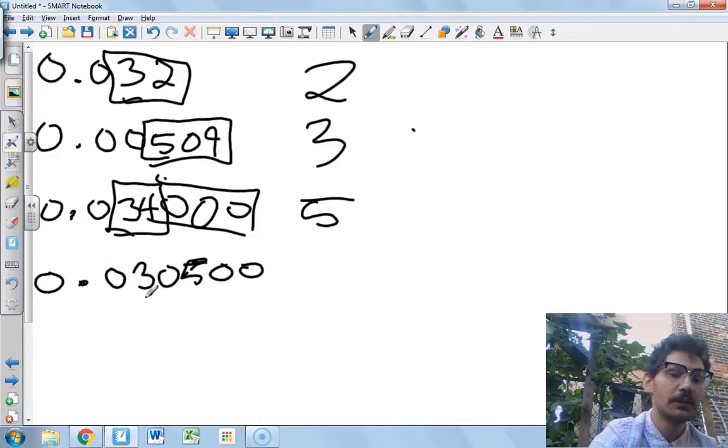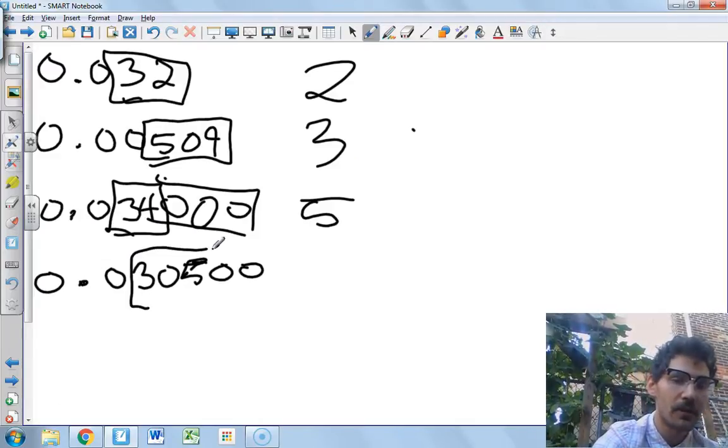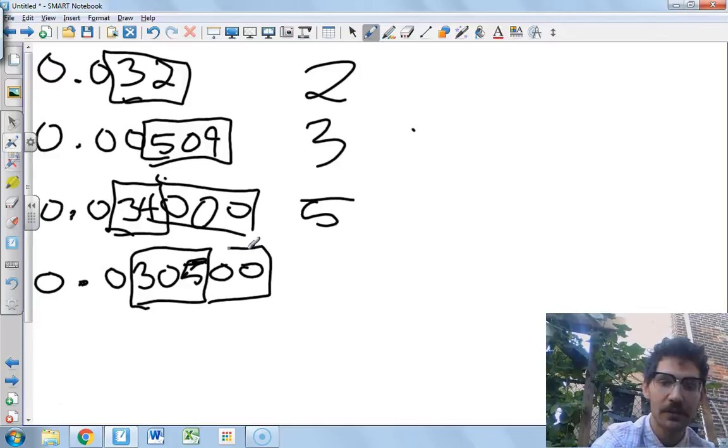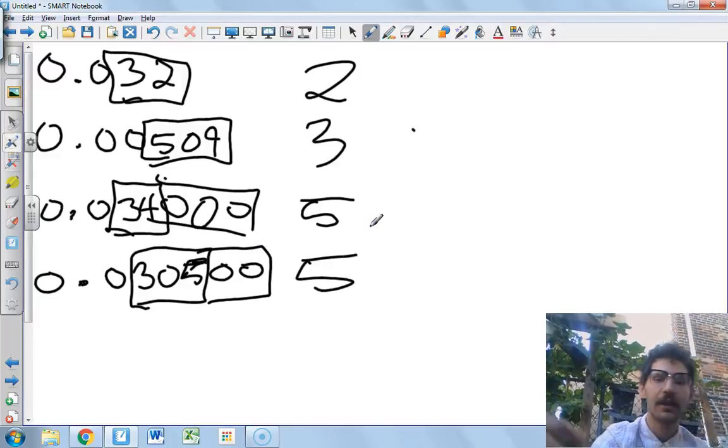And our last example, draw our box around the non-zero digits, and the decimal point says we have to do step 2, and we have 2 trailing sig figs. So again, we have 5 significant figures.